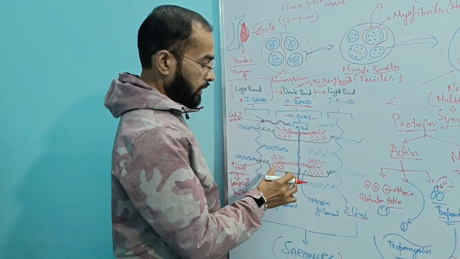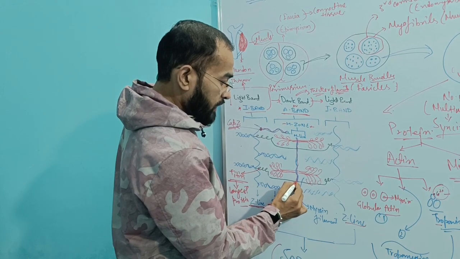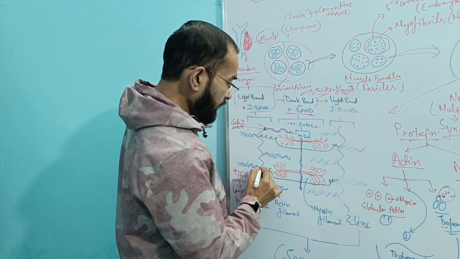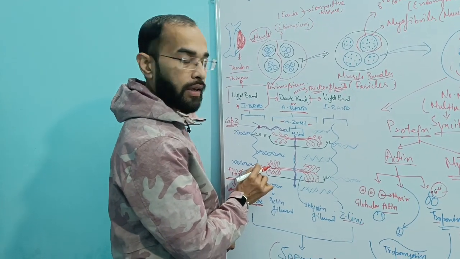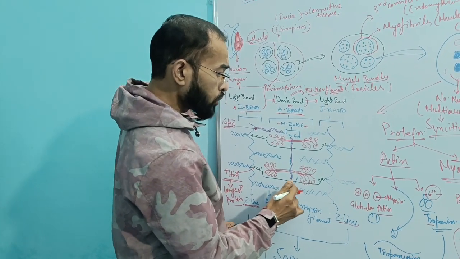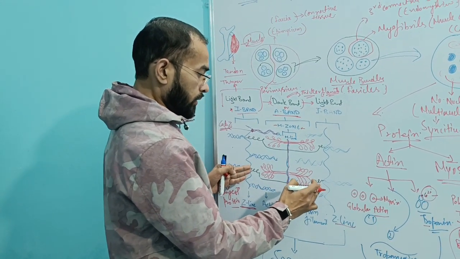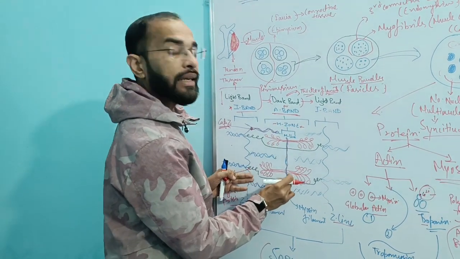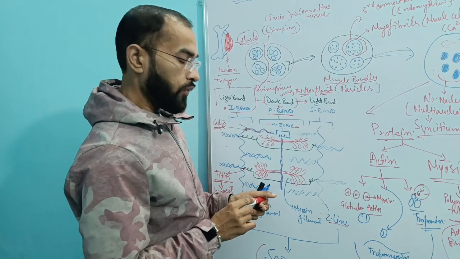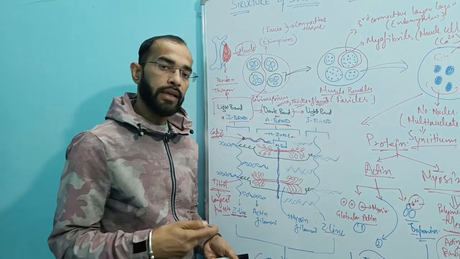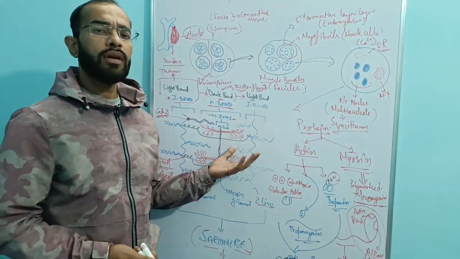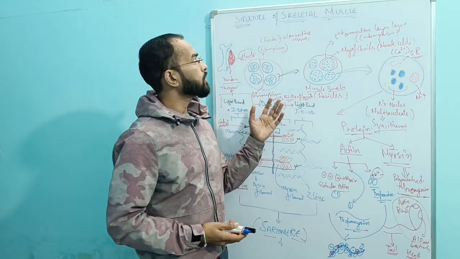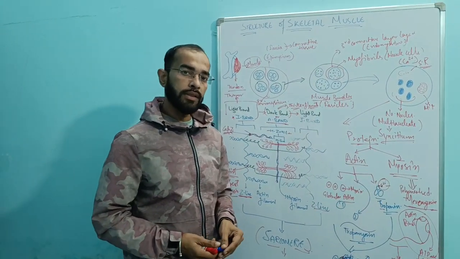It actually connects with the M line in the center and the Z disc in the periphery. So during muscle contraction, it shows a characteristic function, or stabilizes the M line in the center. We'll discuss it in our next lecture. This is all about this overview of structure of skeletal muscle. Thank you very much.